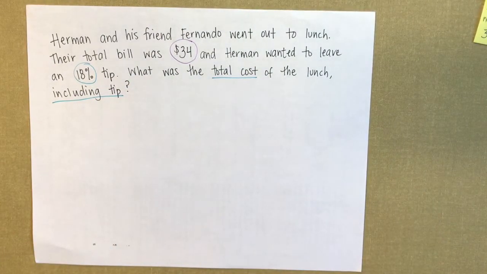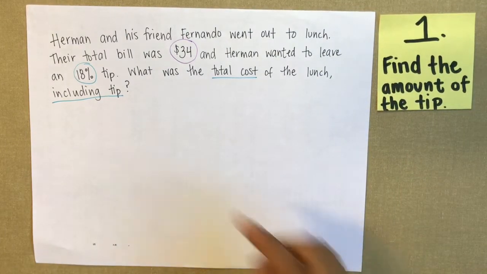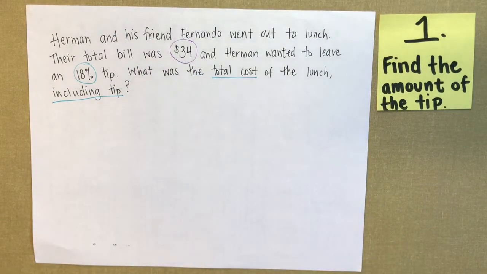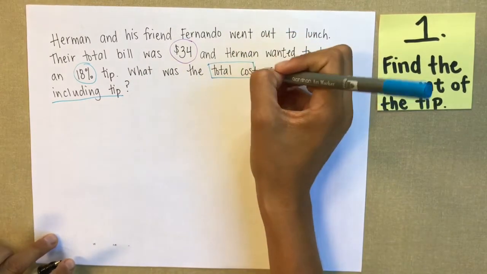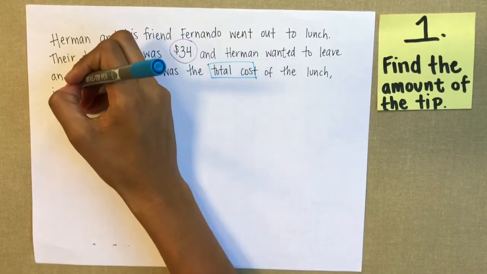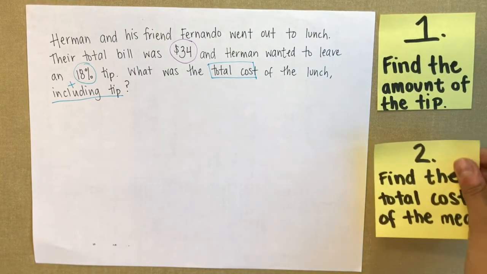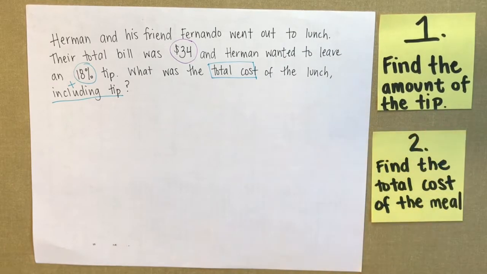All right, so this problem is actually a two-step problem. The first thing that I'm going to need to do is figure out the amount of the tip. So what is 18% of 34? But this question isn't asking me what was the tip amount. It's asking me for the total cost of the entire lunch, including the tip, which means I'm going to need to add the tip so that it's included. So the second thing that I'll do is find the total cost of the meal using addition.